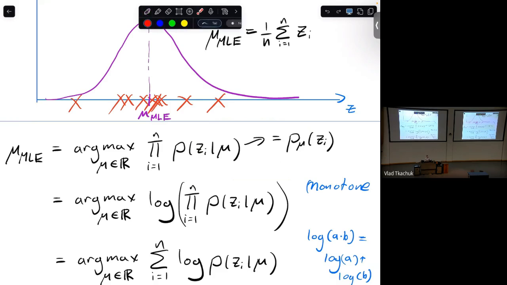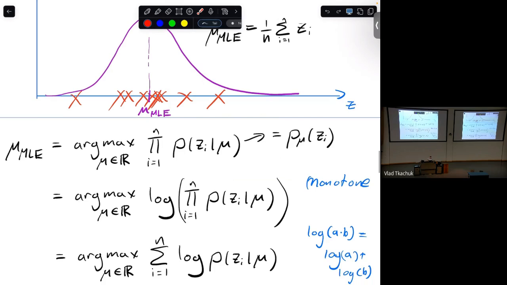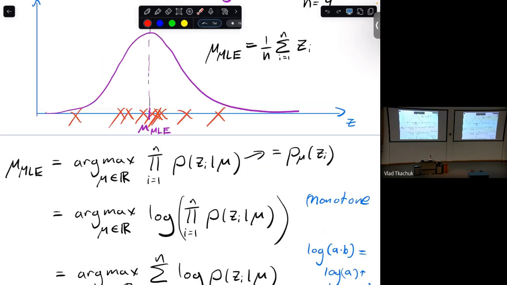Any questions before we just really solve this optimization problem? Okay. So yeah, we just want to solve that optimization problem.